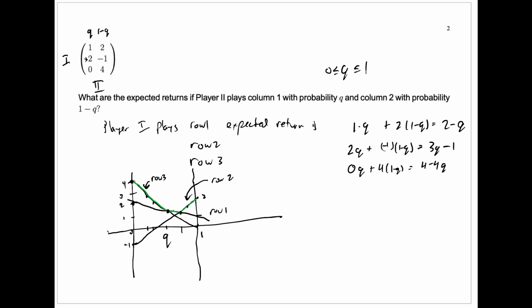It looks like the one on the right, and that's what it'll turn out. But we can compute these exactly. How do we find these intersection points?